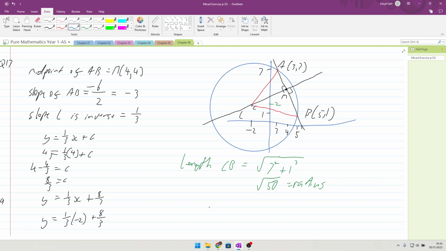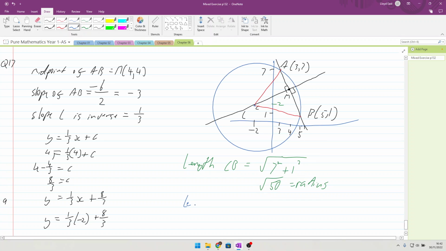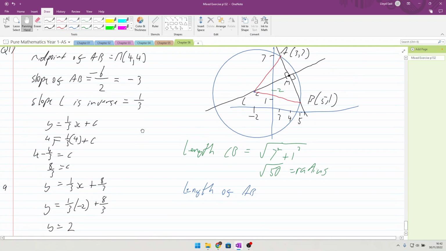We could use something called Heron's formula. I think I've used it in one of my other videos, where we could find the length of AB, but I think half AB is going to be quicker. So, length of AB. Did I do this already? Midpoint slope. No, I haven't done length of AB.